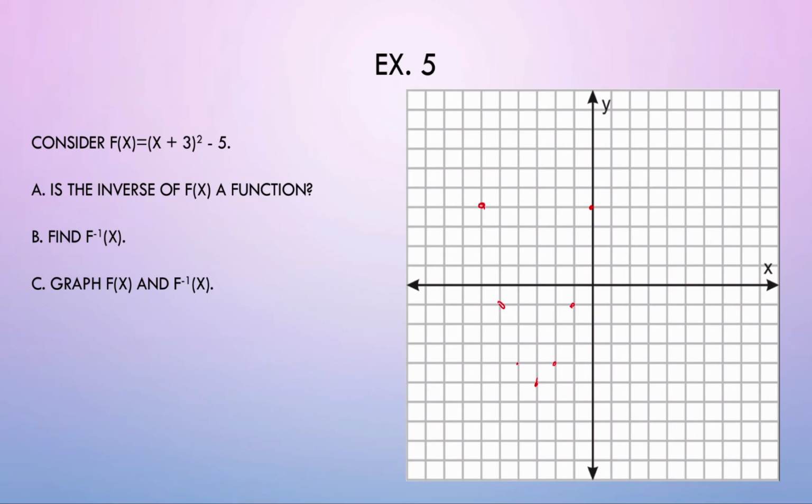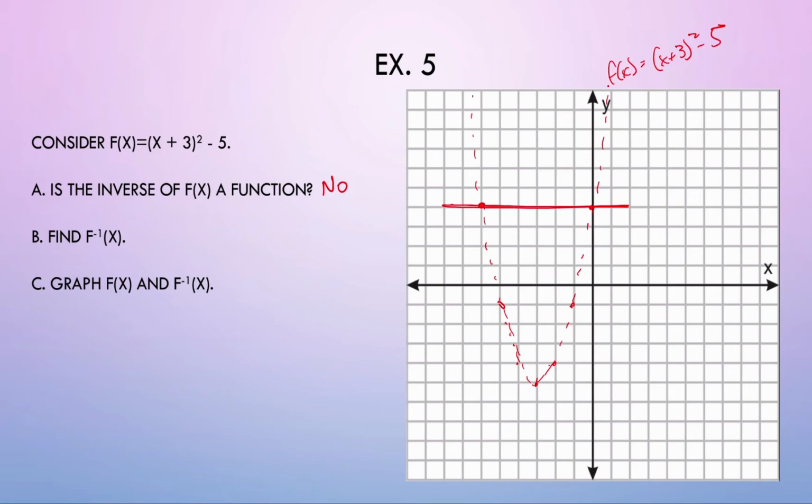All right, this is your original function, f of x equals (x plus 3) squared minus 5, and it doesn't pass the horizontal line test. So, is the inverse of f of x a function? No. It fails the horizontal line test. We can still find the inverse.